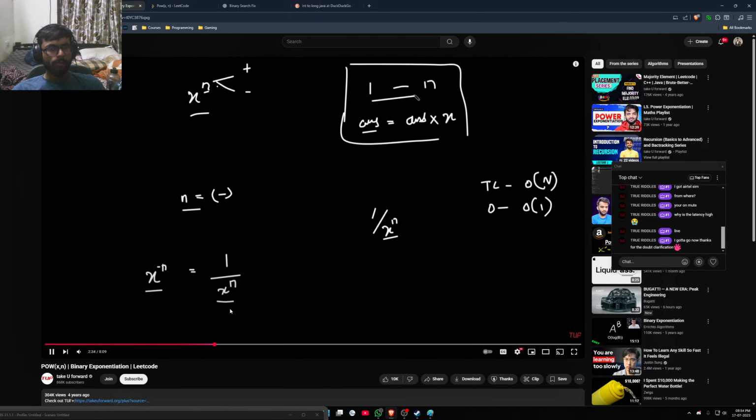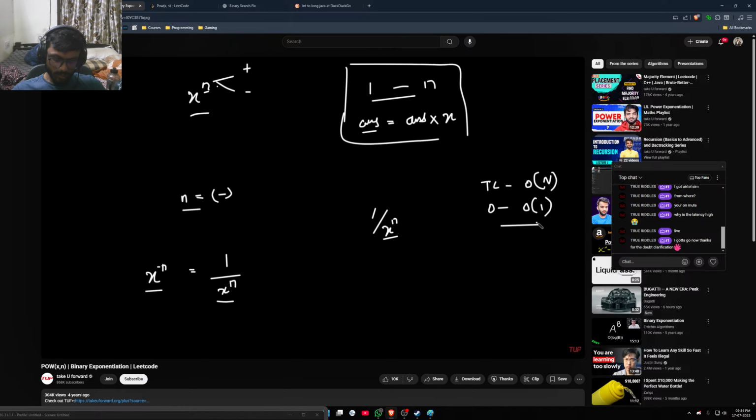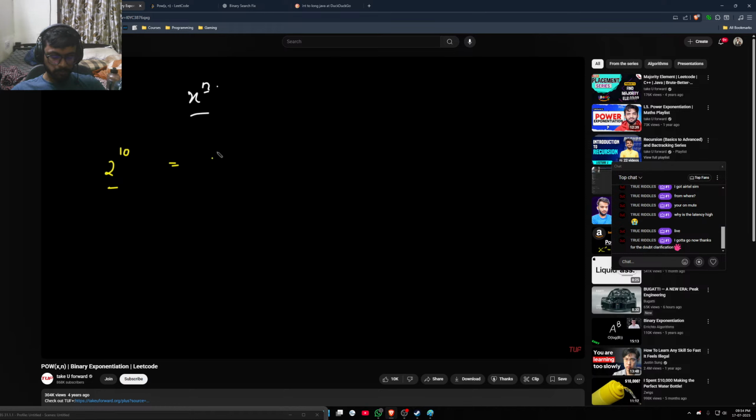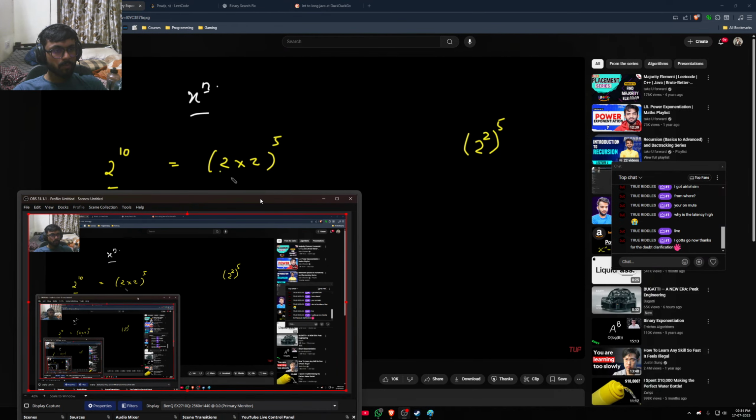And it's a big O of 1 because you are not using any extra space. The interviewer will ask you to optimize your approach. Assume that you are given to find 2 to the power 10. So you're going to write 2 into 2 to the power 5. Now why can we write this? Because it's 2 to the power 2 and 5. That is what this is.